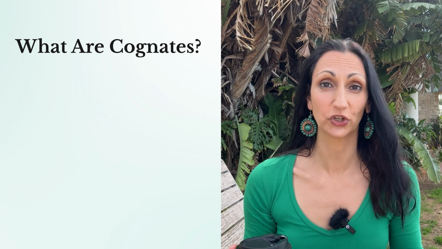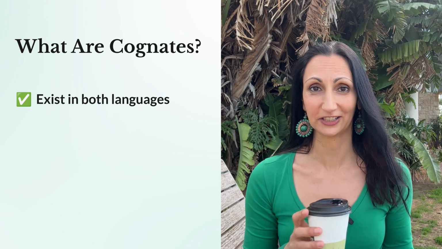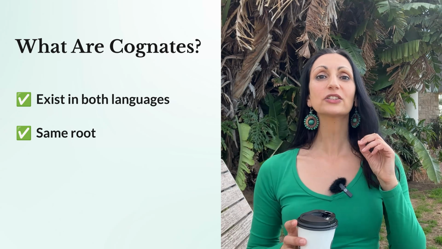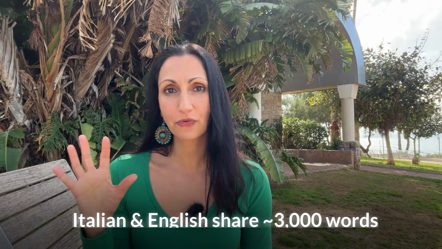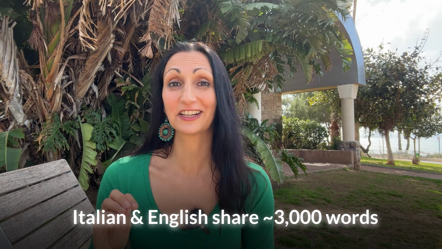Did you catch those? Italian-English cognates are words that exist in both Italian and English. They share the same roots and often have the same meaning and a very similar spelling. Italian and English have a deep historical connection through Latin, Greek, and French. These words didn't just happen to look alike, they evolved from the same linguistic roots and traveled through history together. Overall, there are actually around 3,000 words that Italian and English share.